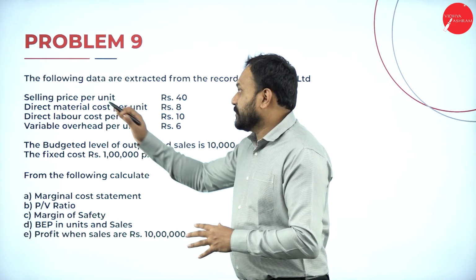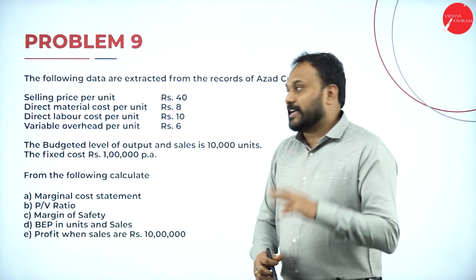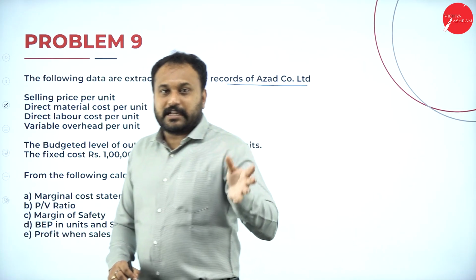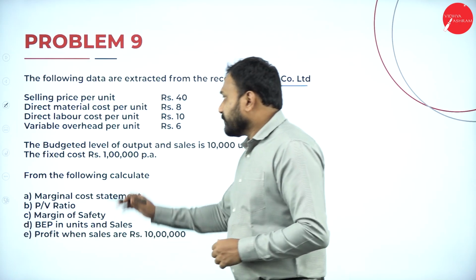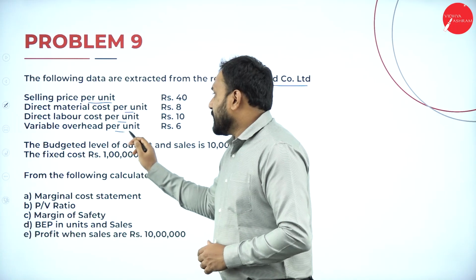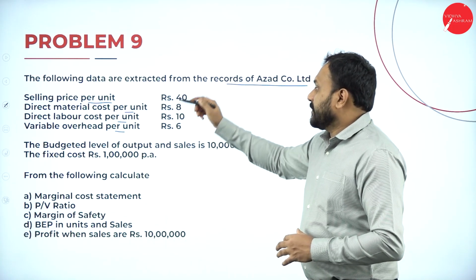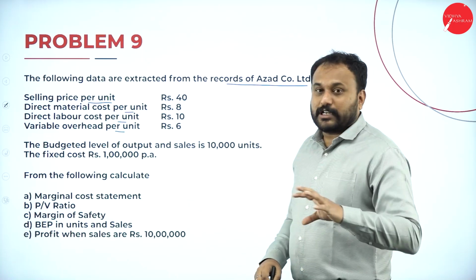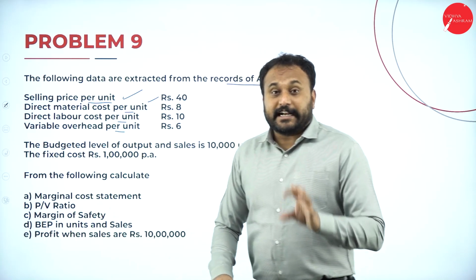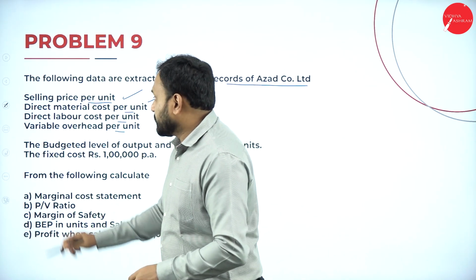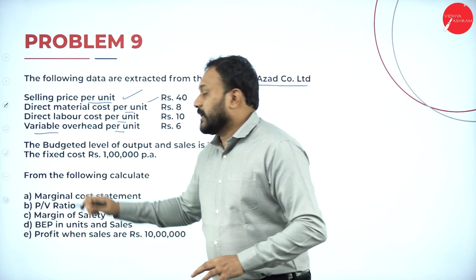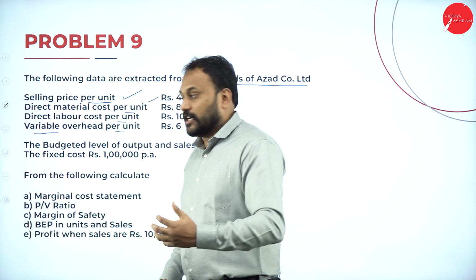Understand the pattern here. The first one is the following data are extracted from the records of Azad Company Limited. Selling price per unit. See here, they have given per unit, right? So selling price per unit is 48 and then 10 and 6. Totally we have 4 entries. Direct material is 100% variable cost. Direct labor is also 100% variable cost. Variable overheads, they have only given variable, so it is again variable cost.